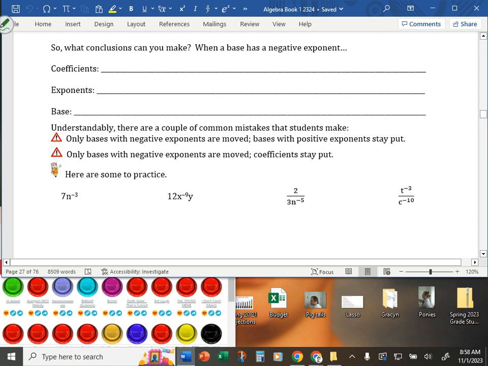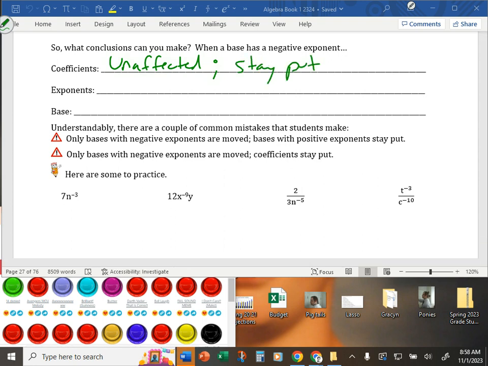Okay? Are coefficients affected by the powers? Have they ever been? No. So are they in the wrong part of the fraction? They are not. The coefficients are unaffected, and they stay put. If they're in the numerator, they stay there. If they're in the denominator, they stay there. They don't move. And the reason being, coefficients are not affected by the power.